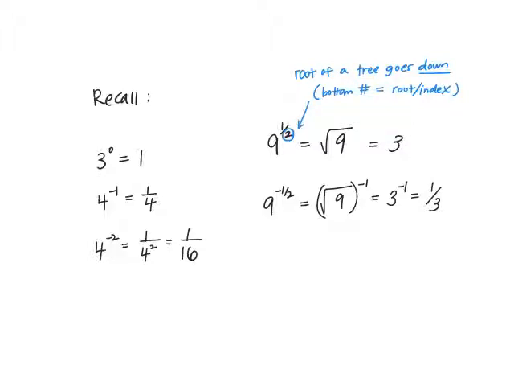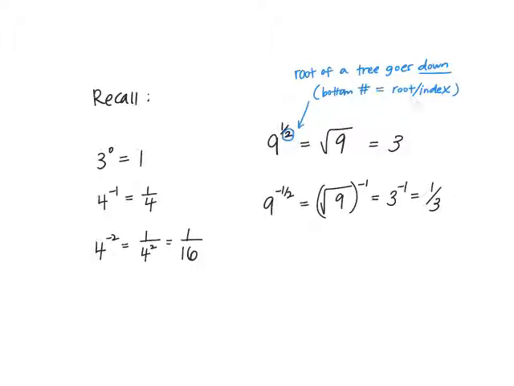So here are some properties of exponents that I want you to remember from last semester. 3 to the 0 is 1. 4 to the negative 1, that negative exponent makes it a reciprocal. It makes the base a reciprocal. 4 to the negative 2, that's 4 squared, but flipped over. When you have fractional exponents, then remember the bottom number is going to tell you the root. Remember, the root of a tree goes down.